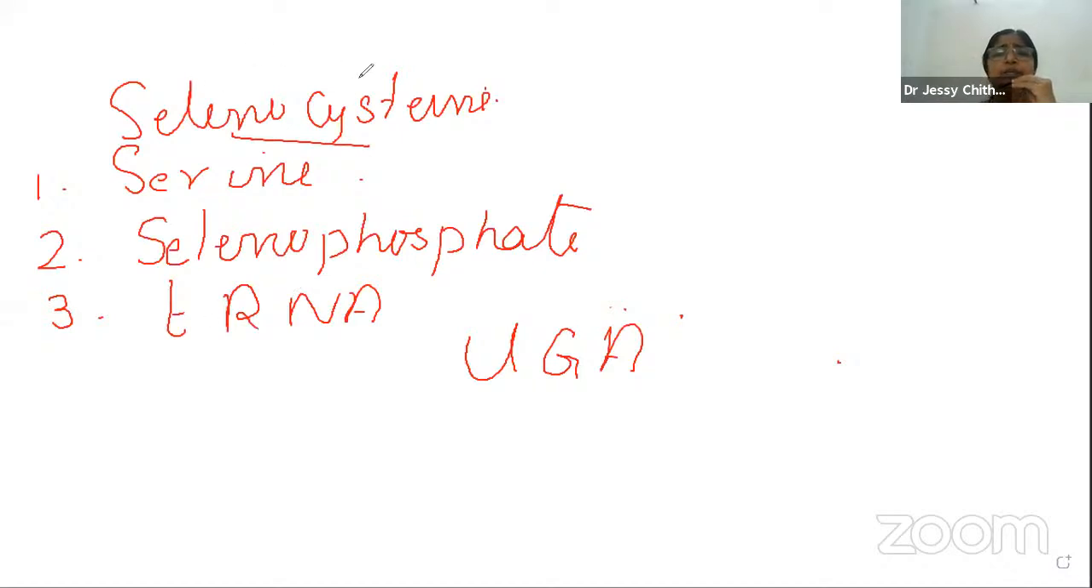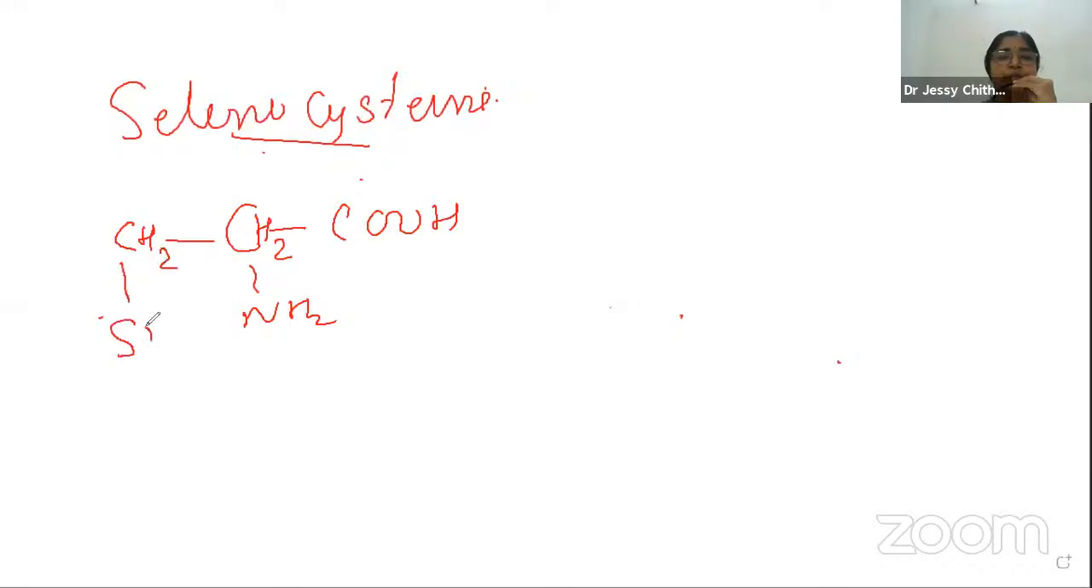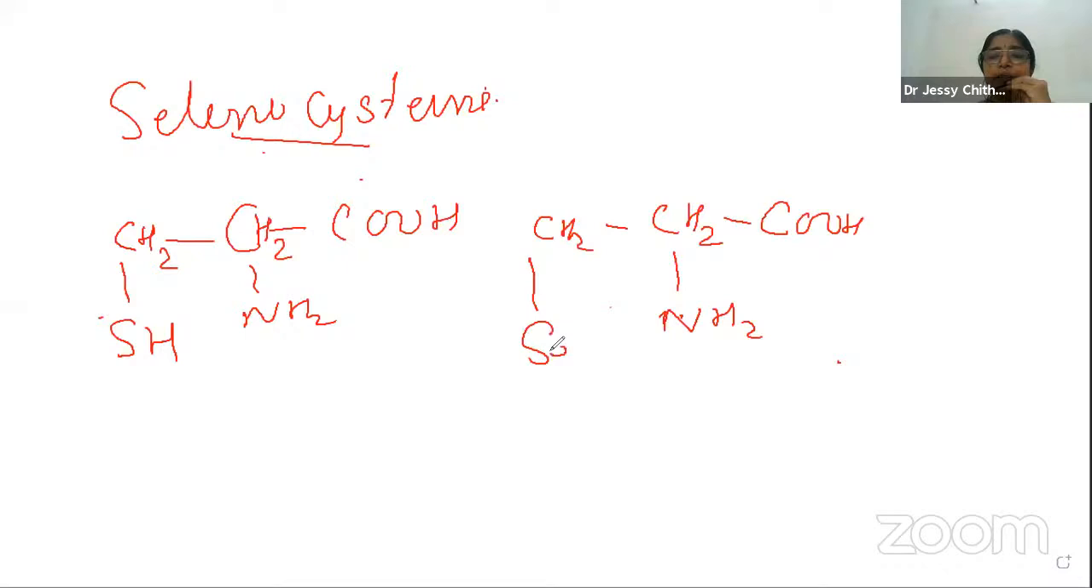Now coming to the structure, I didn't show you the structure of selenocysteine. It has a structure very similar to cysteine itself. See? So this is the structure of cysteine. Now coming to the structure of selenocysteine. The only difference is that the sulfur is replaced by selenium. Understand? So this is the structure of selenocysteine, similar to cysteine, only the sulfur is replaced by selenium.